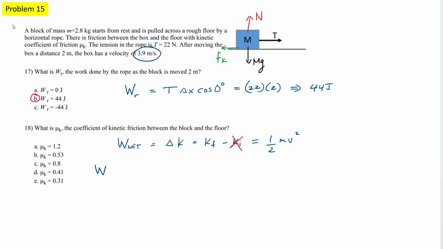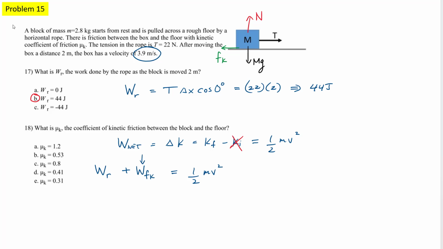So we get the work done by the rope, or by the tension force, plus the work done by the force of friction, and then that's it. The normal and the weight don't do any work in this case, and that has to be equal to 1/2 mv squared.